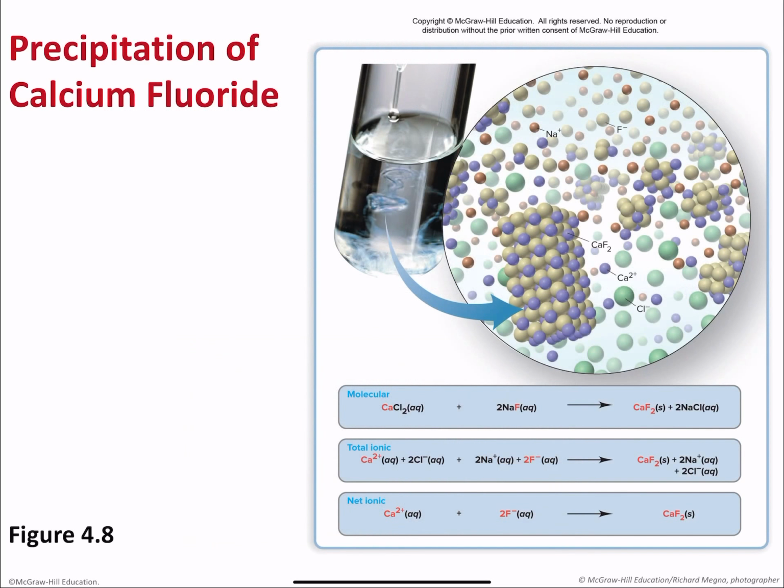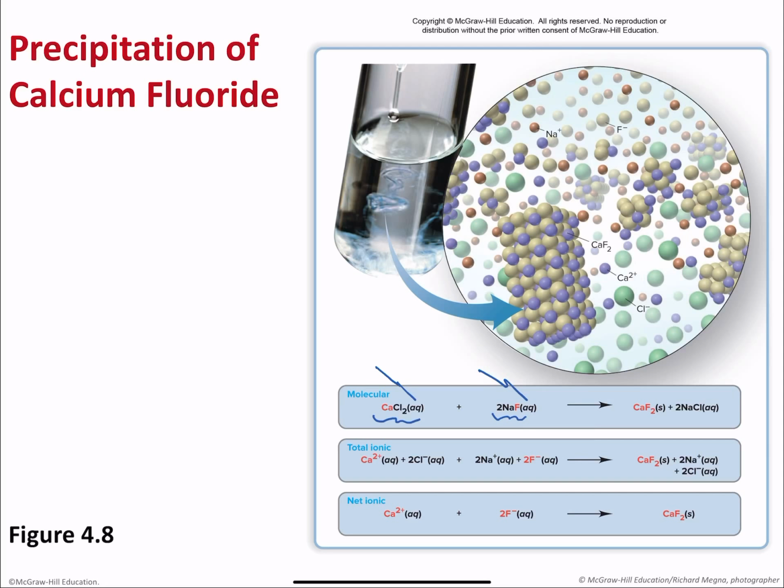Anyhow, so here's another example. This is the precipitation reaction of calcium fluoride. So in this big circle here, they're trying to show you what's happening at the molecular level. So we're taking a solution of calcium chloride. The reason I know it's a solution is because it's followed up by this AQ here. That means it's in solution. And I'm mixing that with a solution of sodium fluoride, and I know that's a solution because it's followed up by AQ.